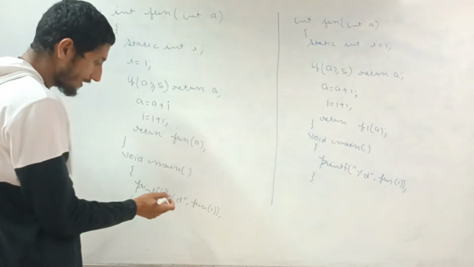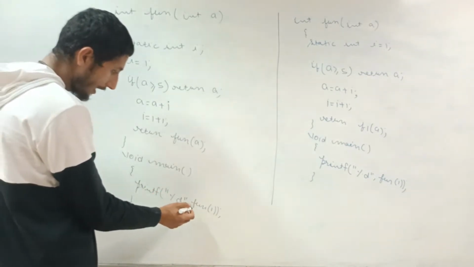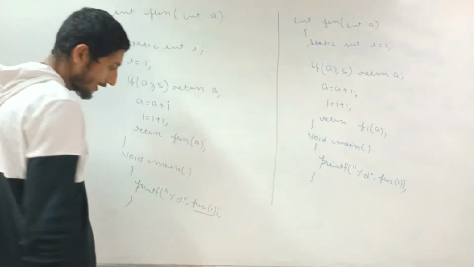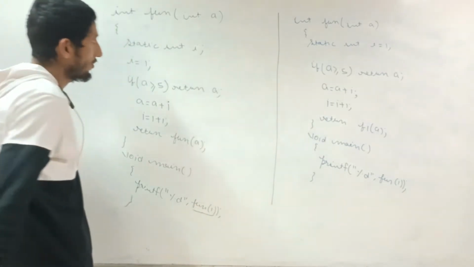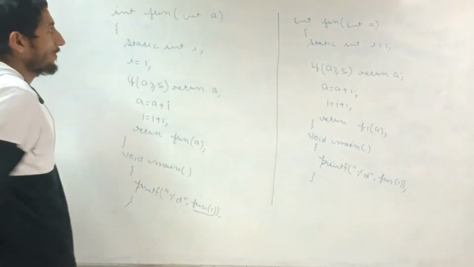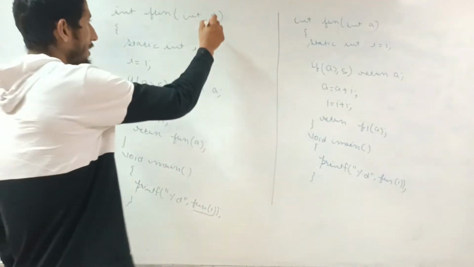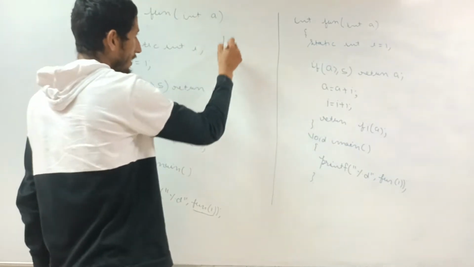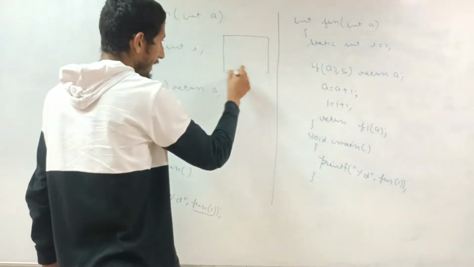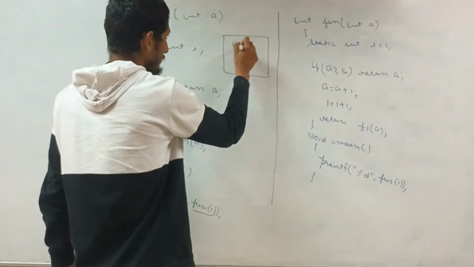My execution will start from main, and in main, I am going to print fun(1). What is fun? Fun is a function. So the compiler control will come here, and the value of a is 1. So I will allocate a block in which a is 1.